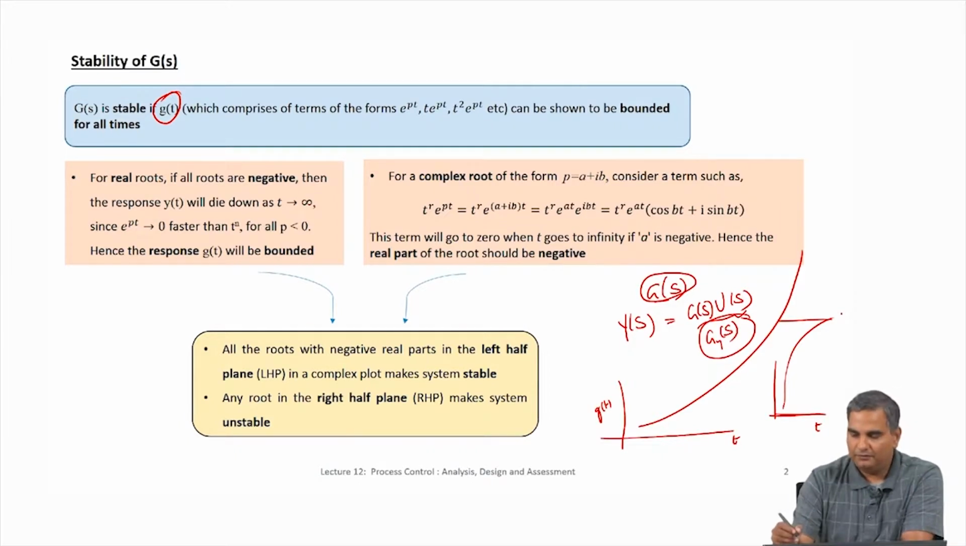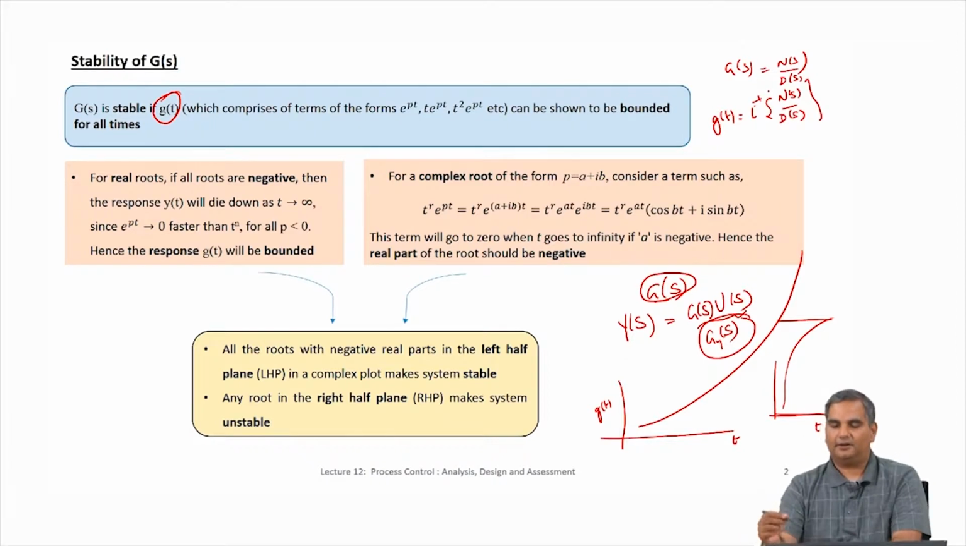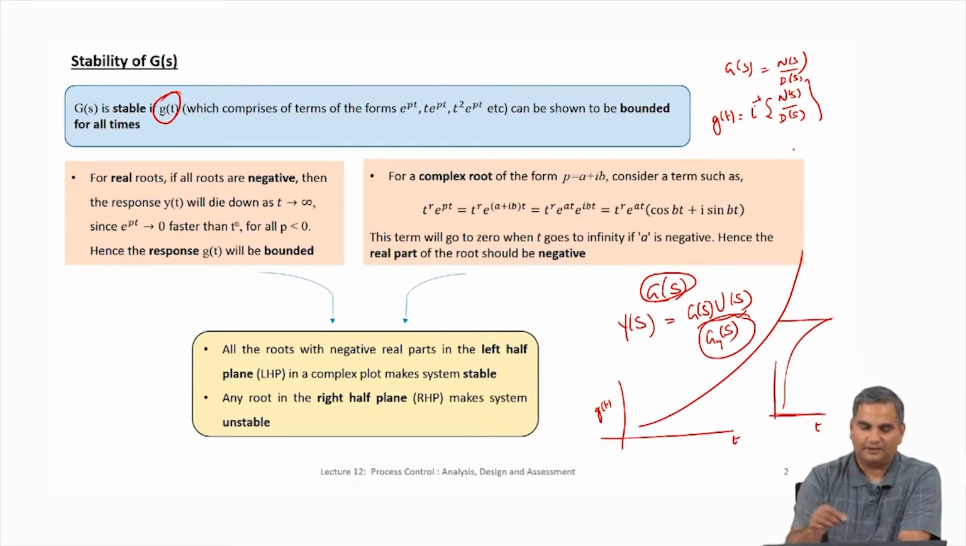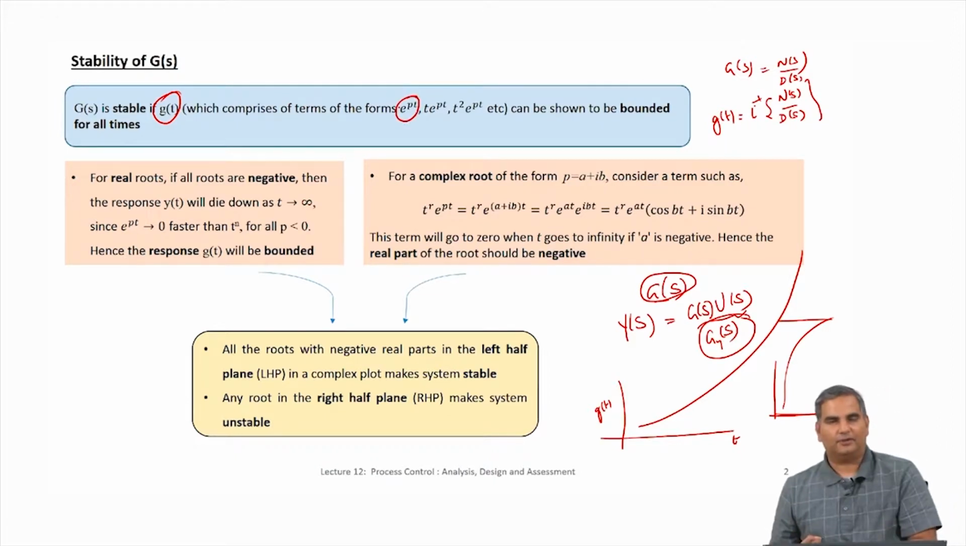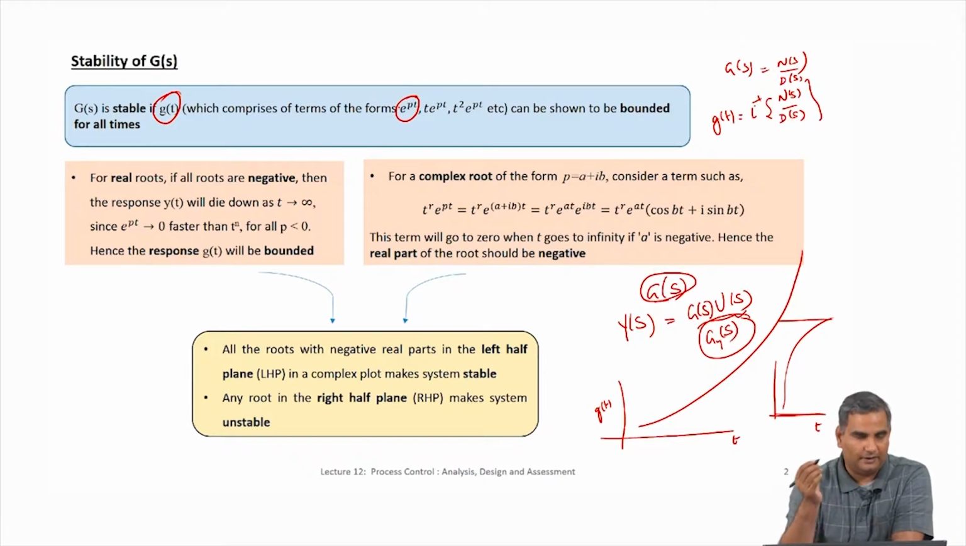Remember that when we want to get G(s), we write G(s) as some numerator by denominator, and then g(t) is the Laplace inverse of this numerator by denominator, and we have spent enough time explaining to you that I can expand this numerator by denominator in terms of partial fractions. The only type of terms that I get in the partial fraction are e^(pt). This type of term I will get if the root p is repeated only once, that is, it is a distinct root. Or I will also get this term if p is, let us say, repeated twice: the first term will look like this, but the second term will look like this, t e^(pt).